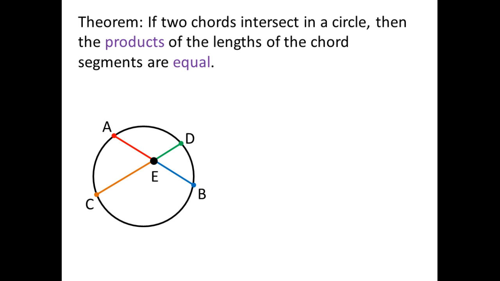The first theorem says, if two chords intersect in a circle, then the products of the lengths of the chord segments are equal. So AE times EB equals CE times ED.